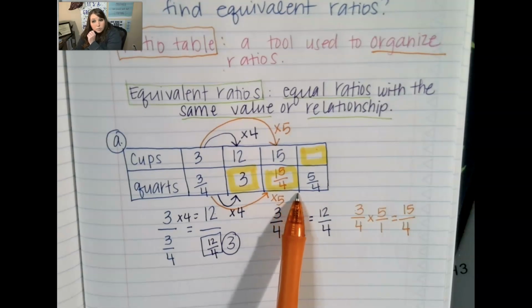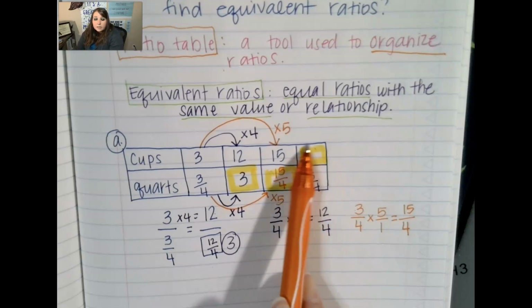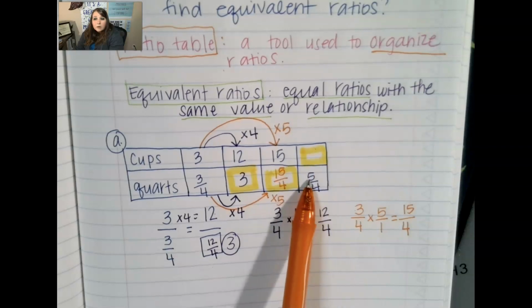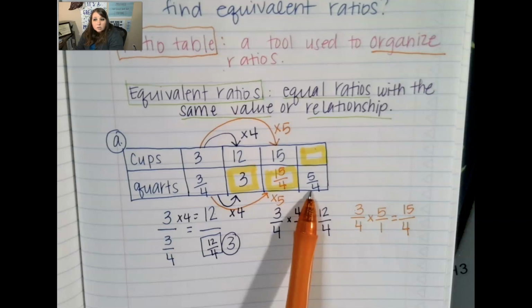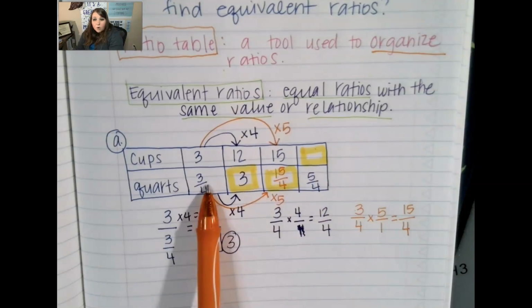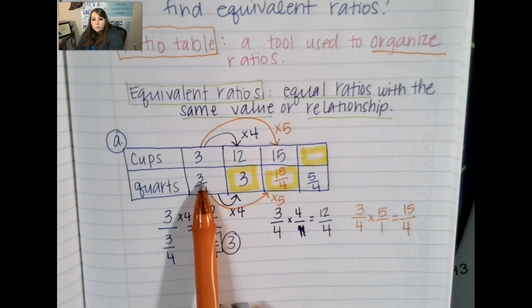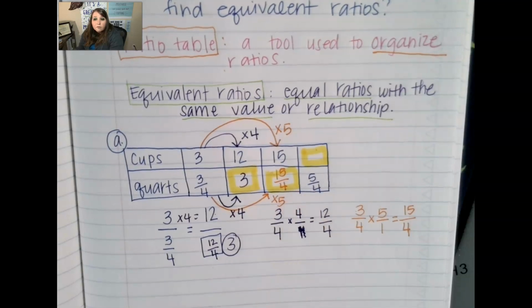Now I want to multiply in order to find this empty box here. Well, we know that this is going to be a reduced fraction possibly, or we need to figure out how we got from 3 to 5 or 4 to 4. So what we're going to do is figure out what our multiplicative relationship is. How do I get from 3/4 to 5/4? Well, we're going to use some division.